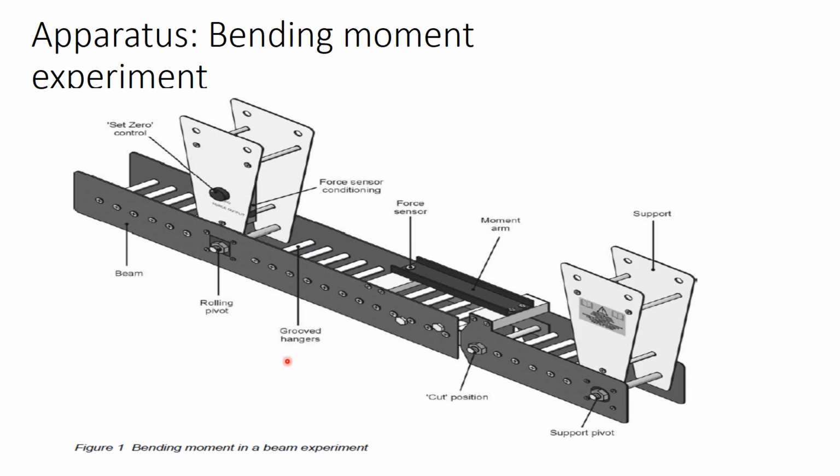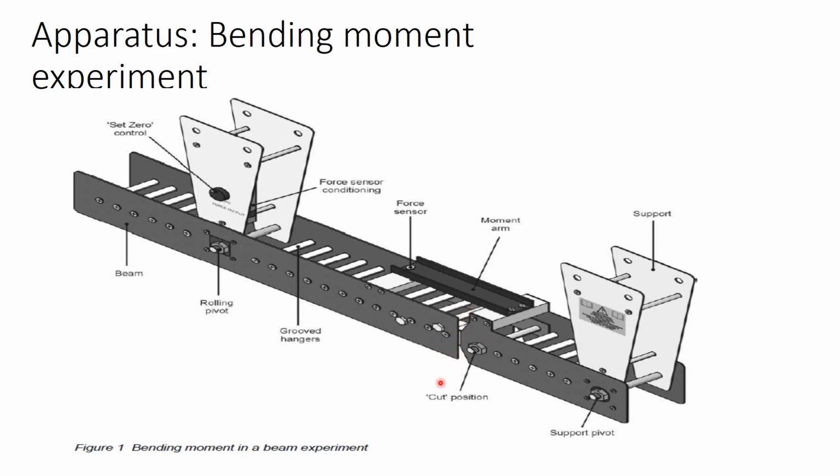So grooved hangers are here, and this is the set zero control. This button is used to zero the digital force display, which is connected to the experimental setup in the lab. This is the force sensor, and this is the moment arm. This is the cut position, which is very important in this section. There is a cut in the beam, and we will find the bending moment at this position.